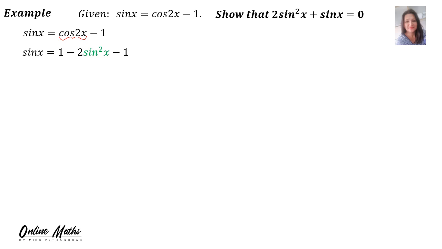And the next thing I'm going to do, 1 minus 1 is nothing. And then I'm going to take the 2 sin squared x across so that it becomes positive. And I end with an equation: 2 sin squared x plus sin x is equal to 0. And that is exactly what they were asking. Show that it's equal to that.